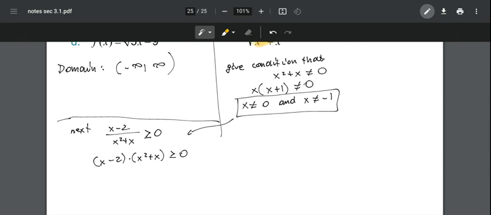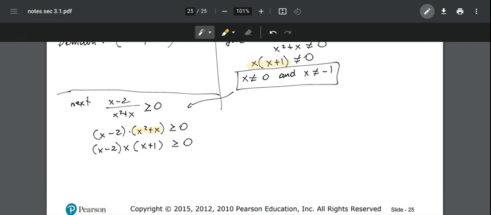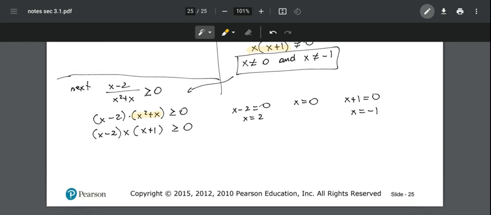Okay, so just factor. So we have x minus 2. We factored already that x squared plus x is the same as x times (x plus 1), greater or equal to 0. So to solve this inequality, make each factor equal 0. So x minus 2 equals 0, that means x equals 2. And x plus 1 equals 0 means x equals negative 1. So we make each factor equal 0, and we're going to do the test the same way.